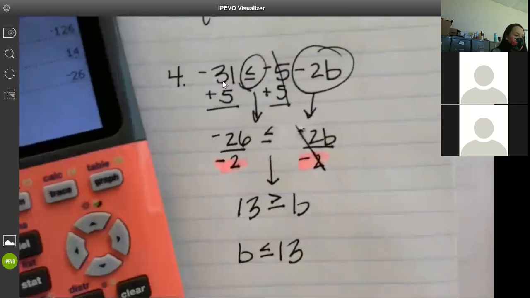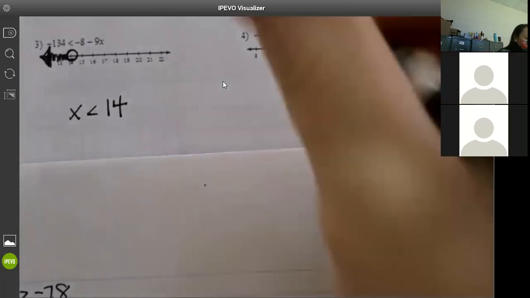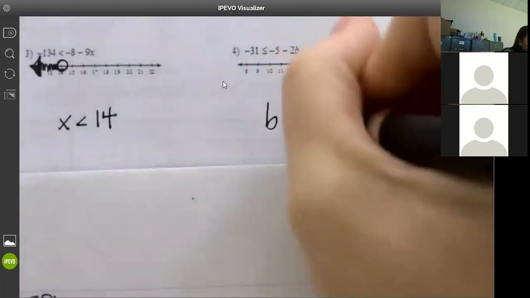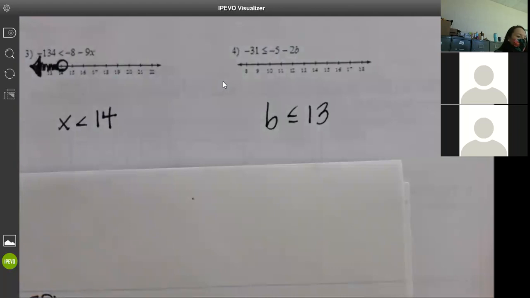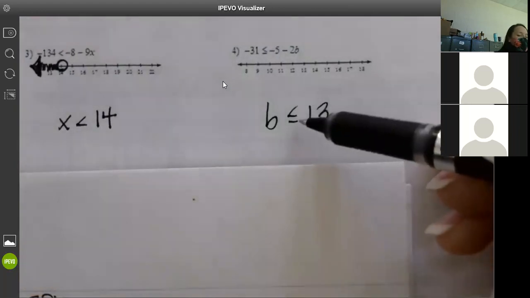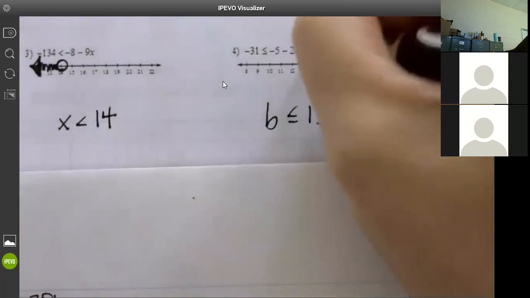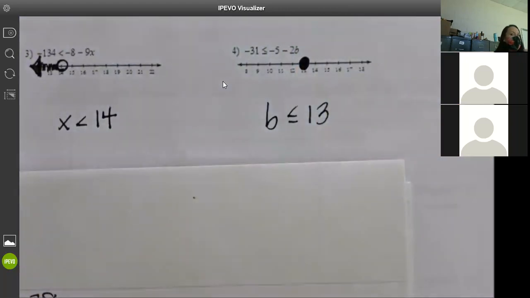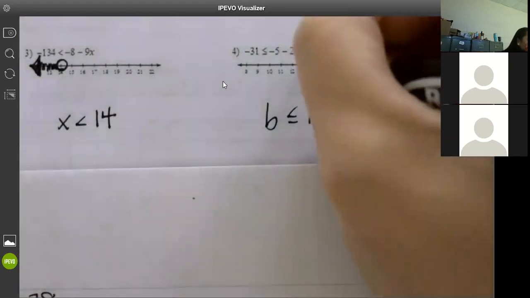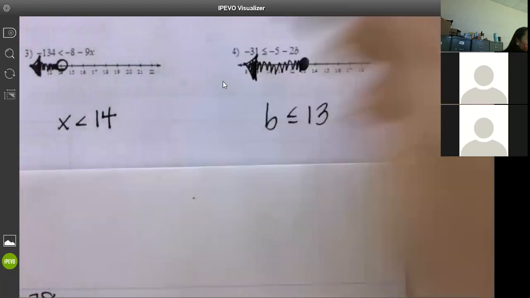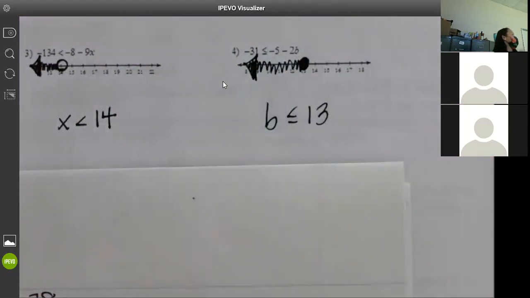So now we're going to graph it. I'm going to rewrite it on my paper. b is less than or equal to 13. We're going to find 13. And because it has an equal mark, 10, 11, 12, 13. We're going to fill that circle in because it's an equal mark. And then this inequality is pointing to the left. Again, you don't have to make your arrows that big or anything. It's just so you guys can see them on my paper. All right.